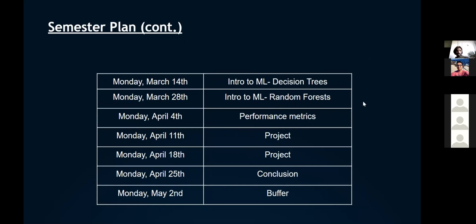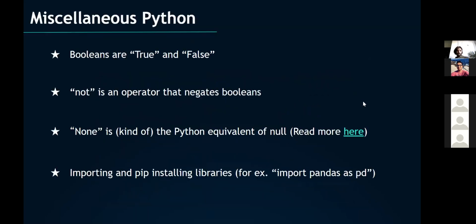Today, because there are so many things in Python that we haven't discussed, these are just some small tidbits that may be useful on your journey from Java or some other C-style language to Python. Just some miscellaneous tips. Booleans in Python are these two values right here.